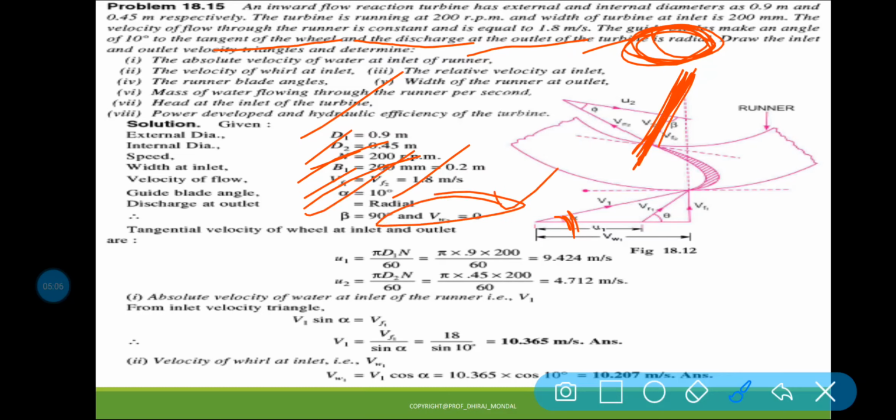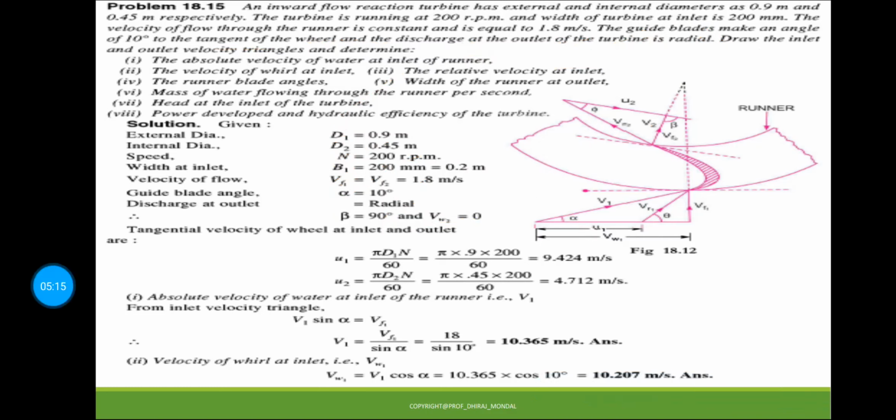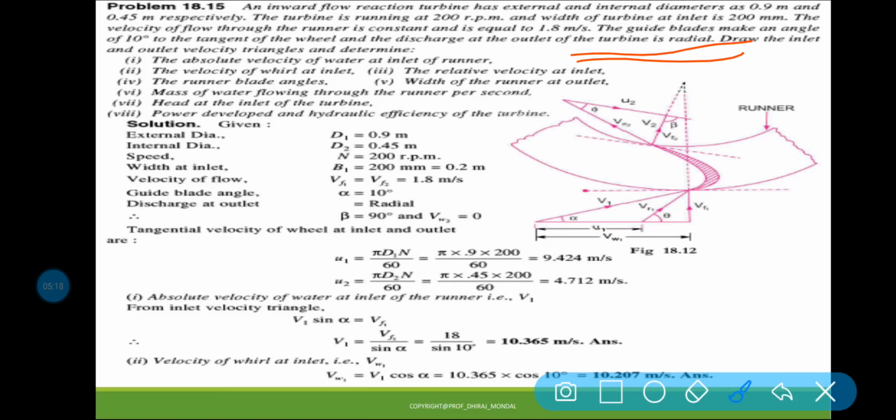So the question itself gives us the information on how we can draw the velocity triangle. Radial at the outlet means the discharge is coming towards the center. So that is why you have to consider beta equal to 90 degree, and as beta is equal to 90 degree, Vw2 will be 0 automatically. Now what do you have to calculate? Draw the inlet and outlet velocity triangles. Number 1, find out the absolute velocity of the water at inlet of the runner.